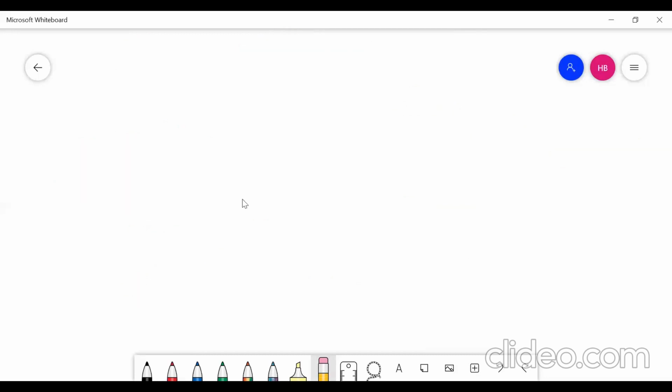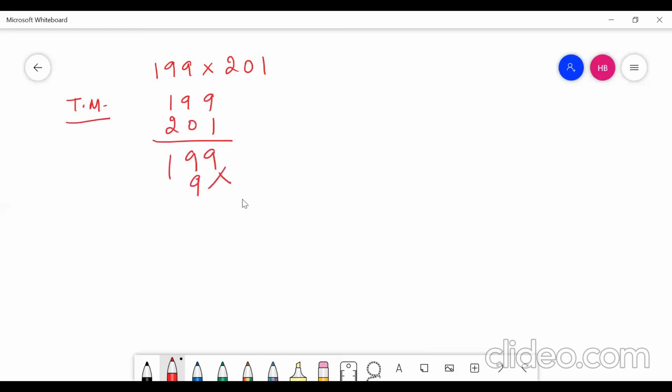Okay, let's take another example. Let's take this example, 199 into 201. So let's take, if this is the question given to you. So how will you solve this in the traditional method? In my traditional method, I would have solved like this. 199, 991, 0 0 0, then 18 19 3. So I would have done the whole calculation in my traditional method to get this answer, right?